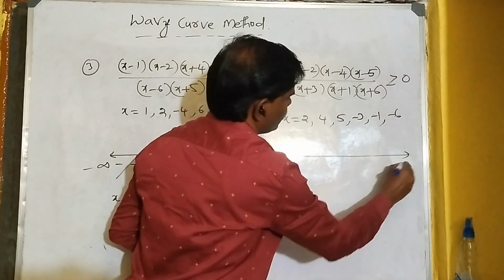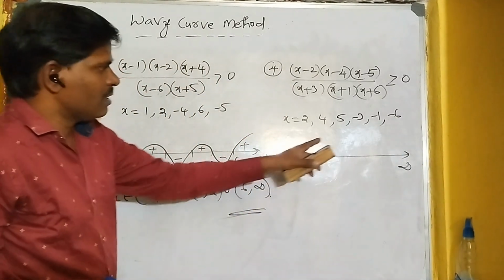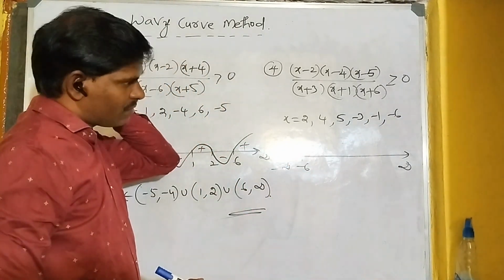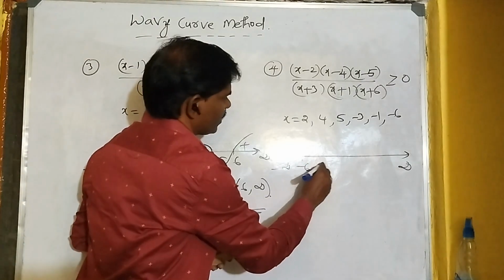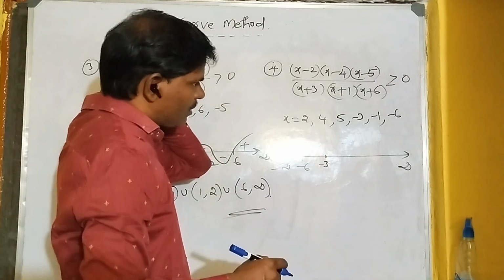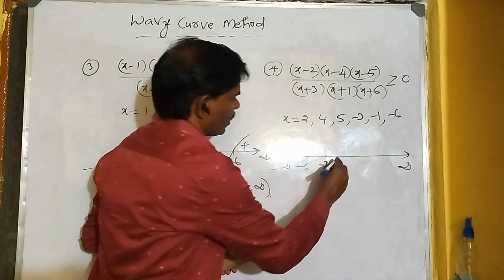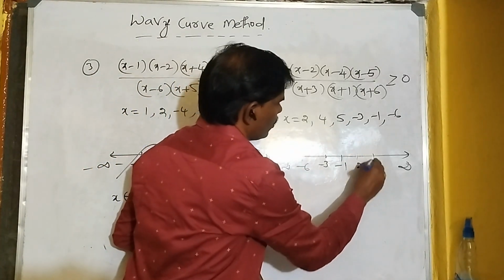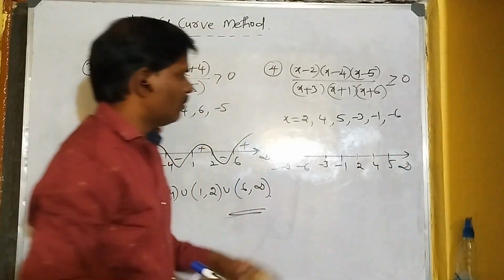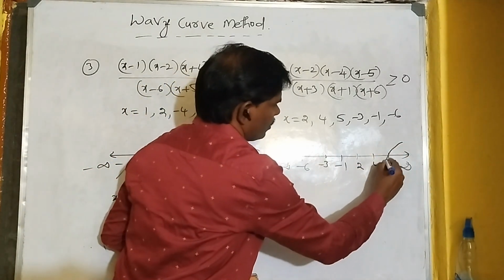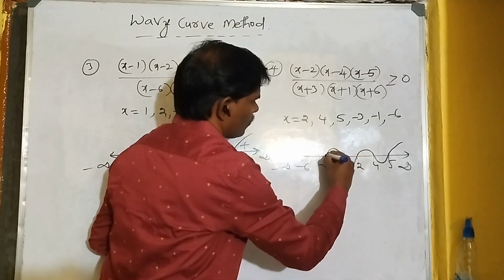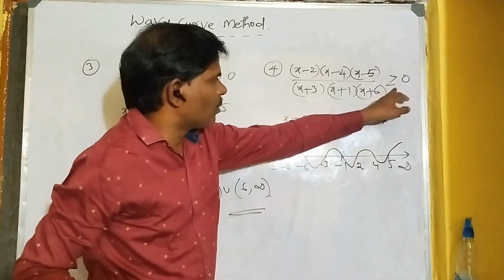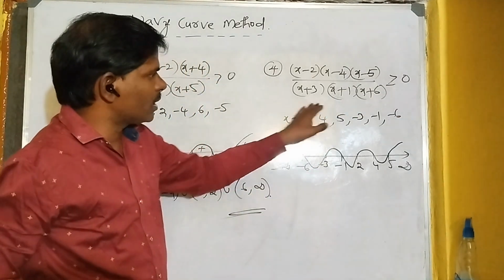Minus infinity, this is plus infinity. Minus infinity, what is the negative value? The least value is -6. This is -3. Next one is -1. Next are 2, 4 and 5. Okay, draw the wavy curve. Okay, in this case, we have greater than or equal to 0.